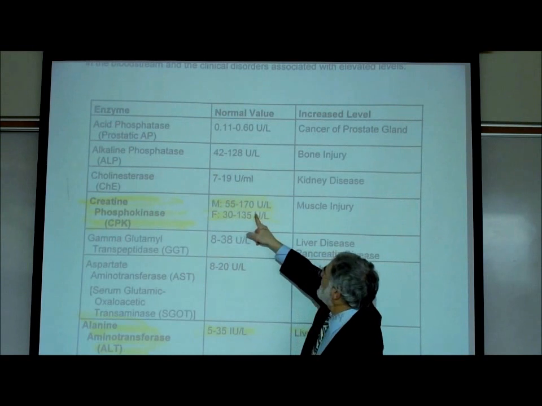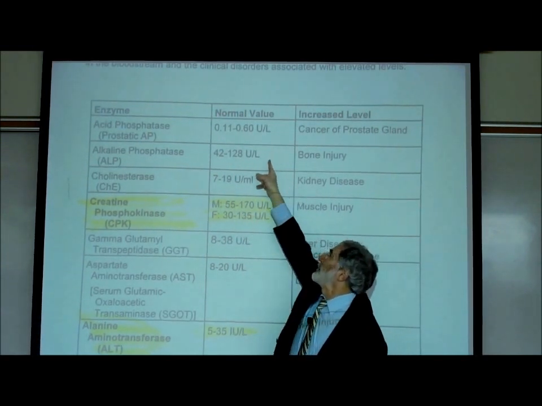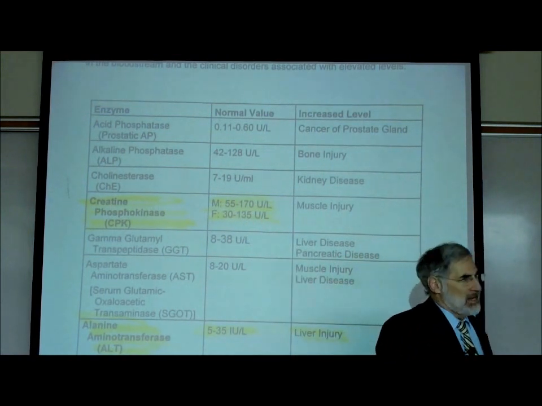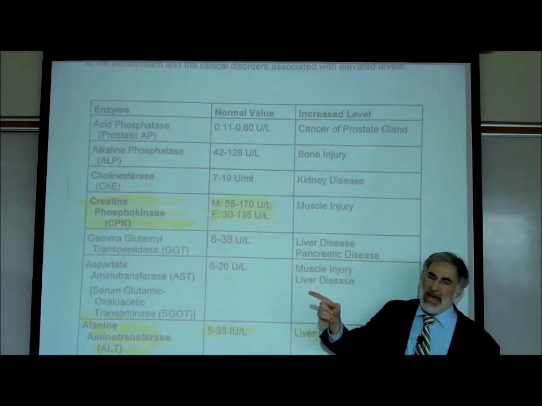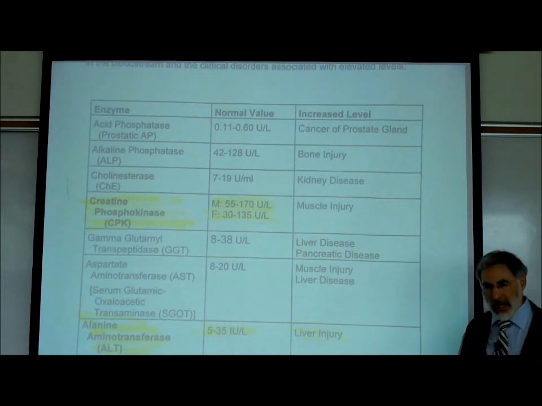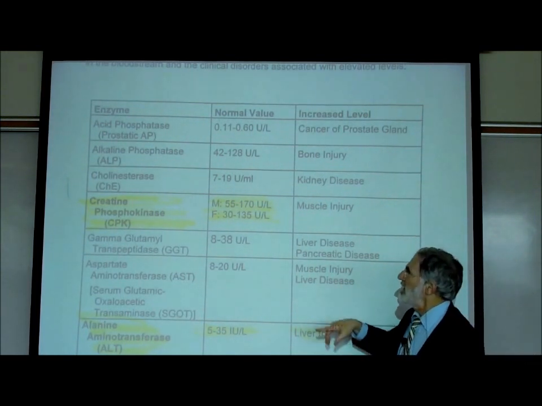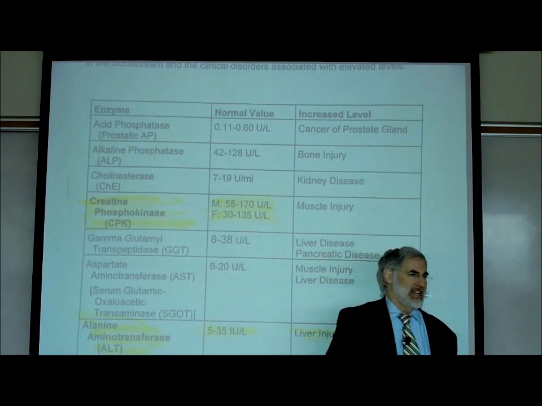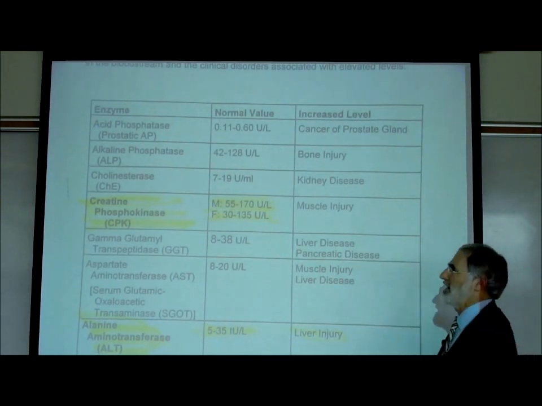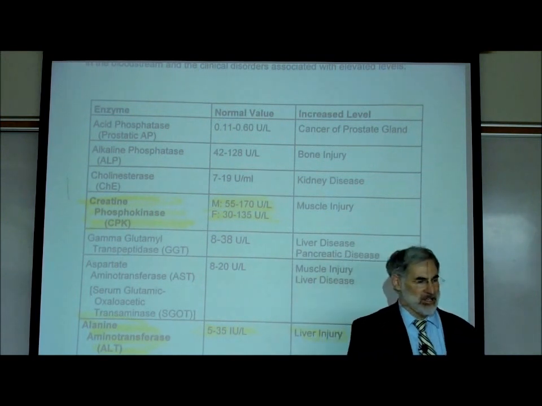Now, you'll notice that right here it tells us what the normal level of this CPK enzyme is in the blood. What do you notice about the difference between males and females in the amount of this enzyme in their blood? A little bit higher in men. Why do you think that is? They got more muscle tissue, so they got a little bit higher level of this CPK enzyme.